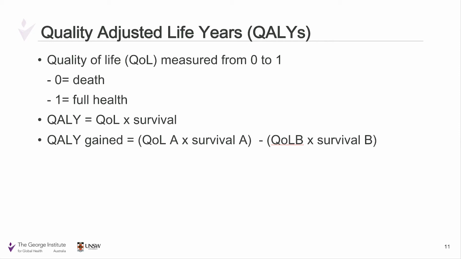And so when we're measuring QALY gain, we're interested in the QALY of program A subtracted from program B. So that's essentially the gain that we achieve from a particular intervention, the difference between A and B in terms of QALYs.